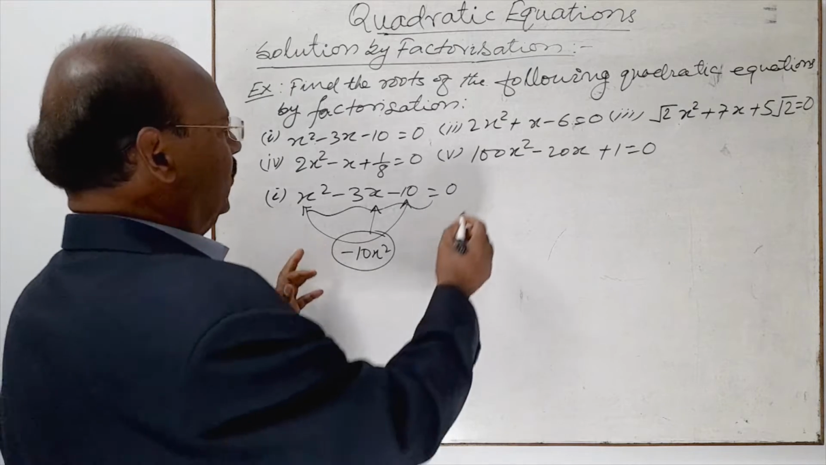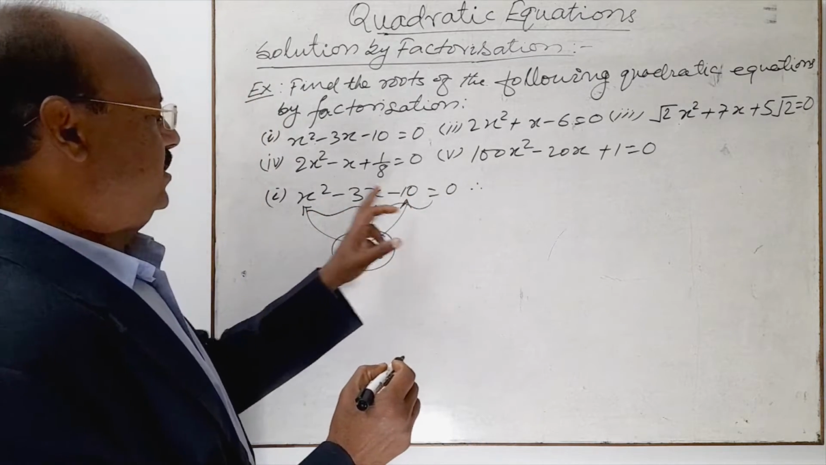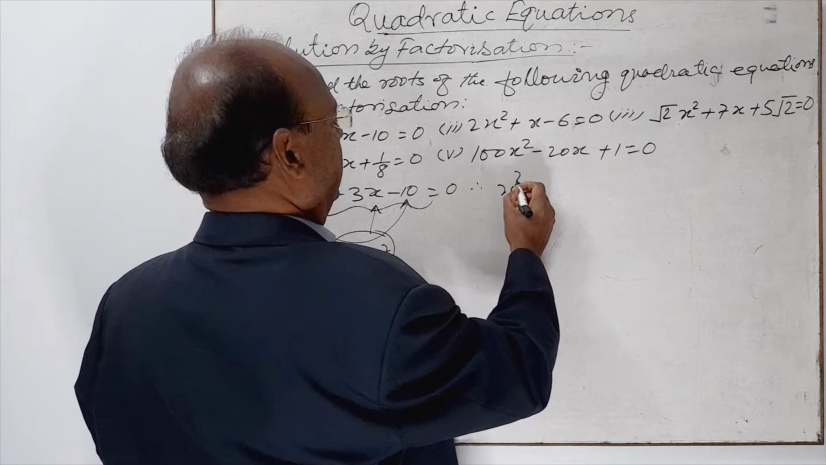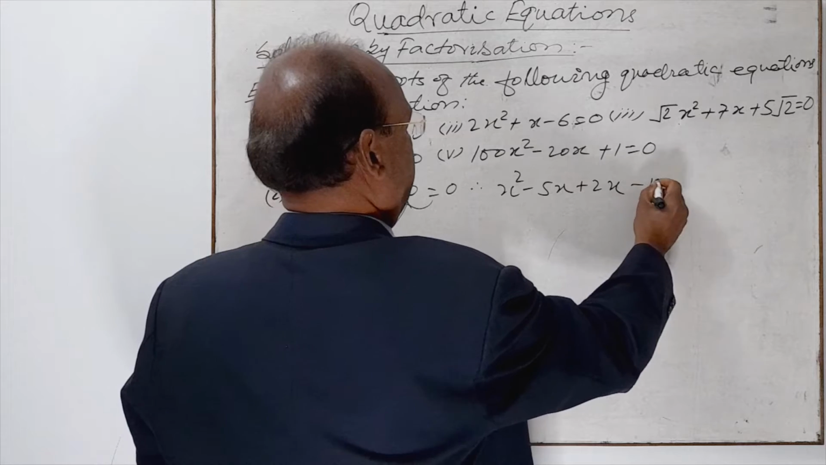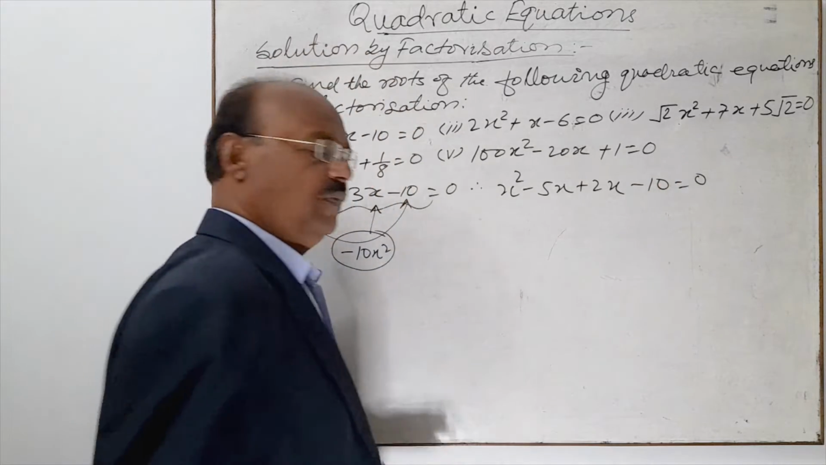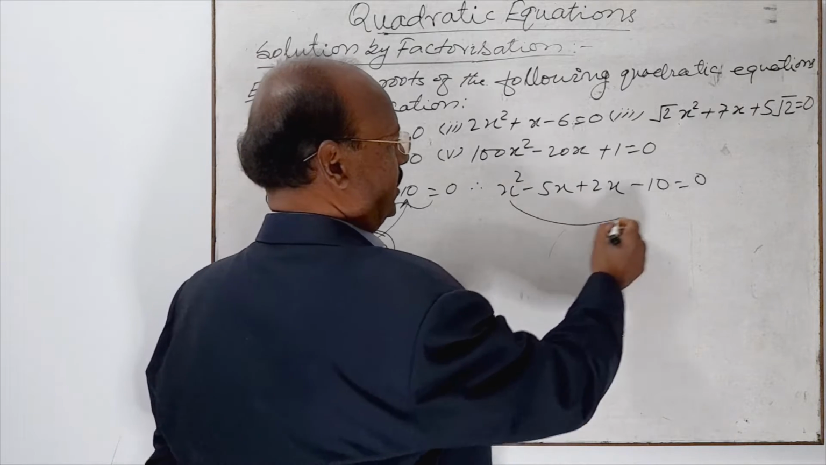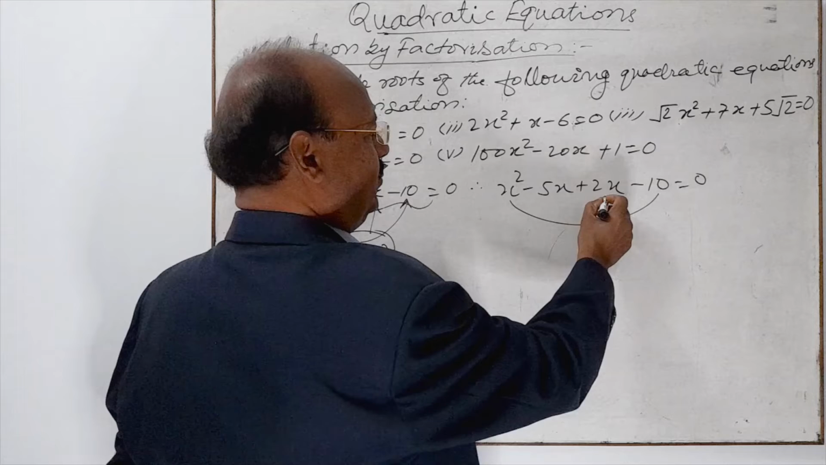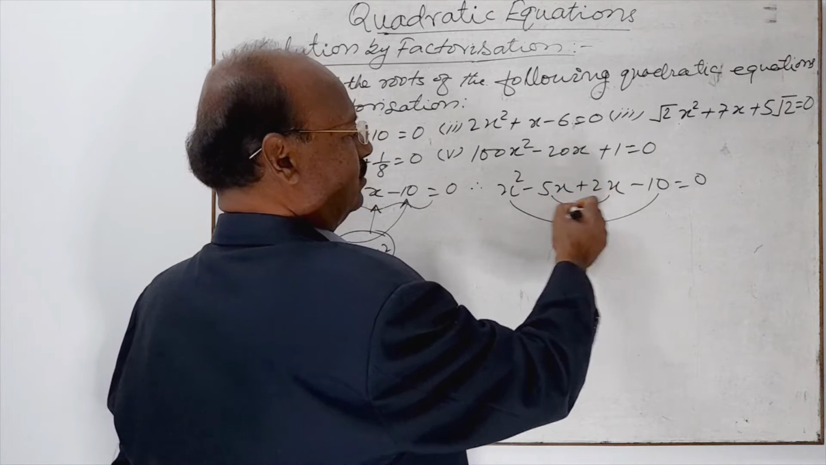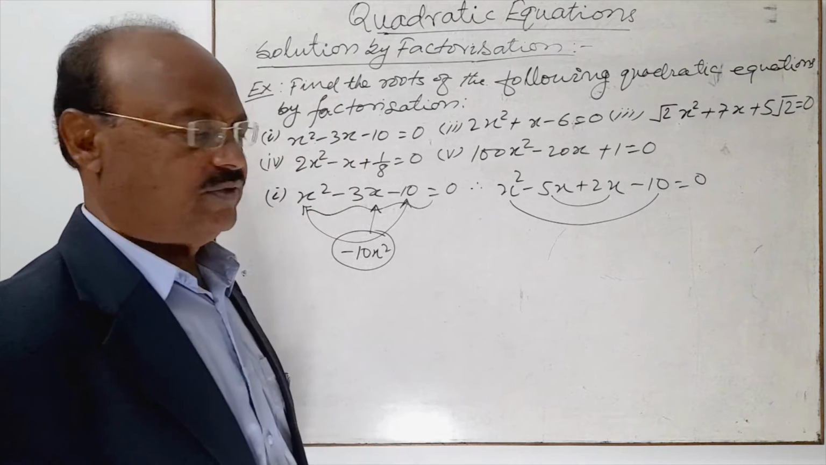So you see here we can write x square minus 3x minus 10 as x square minus 5x plus 2x minus 10 is equal to 0. You can check here. The product of the first and last term is minus 10x square, and the same is the product of these two terms also. Minus 5x into 2x is minus 10x square.